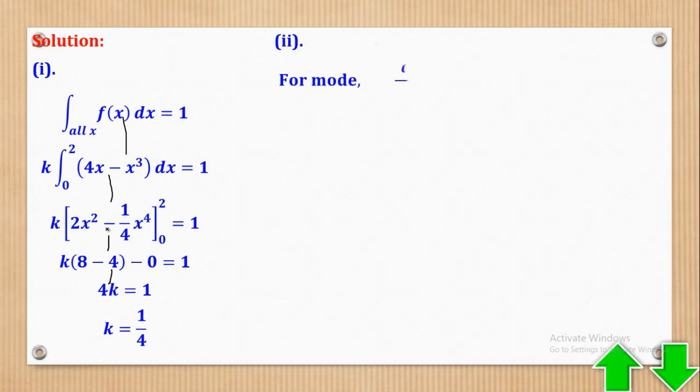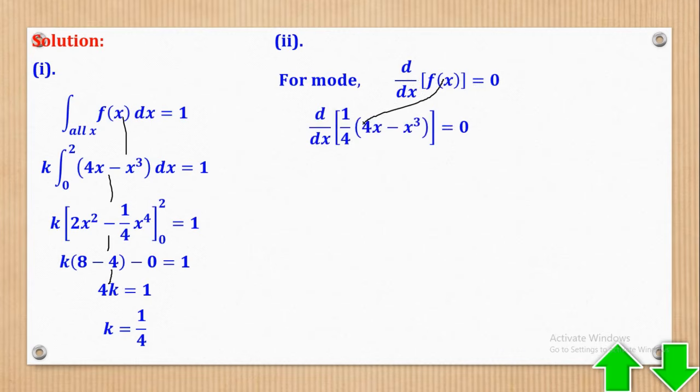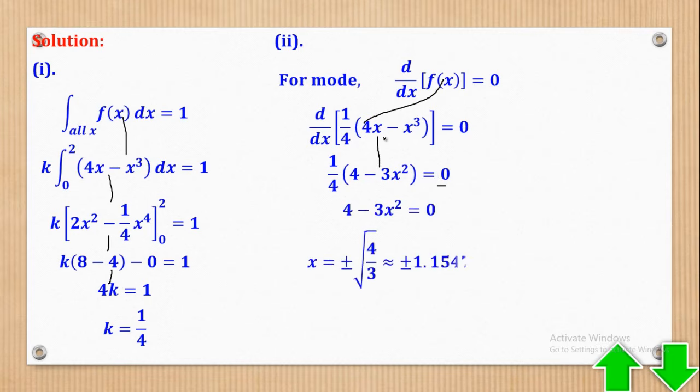Now we shall go to Roman 2. Roman 2, they wanted the mod, so mod, we shall remember that the derivative of f(x) must be equal to 0. So f(x) was this, so we are going to differentiate it. When I differentiate it, I'll come up with this, but remember it has to be equal to 0. So now next is to make x the subject. So when I simplify, I come up with that.